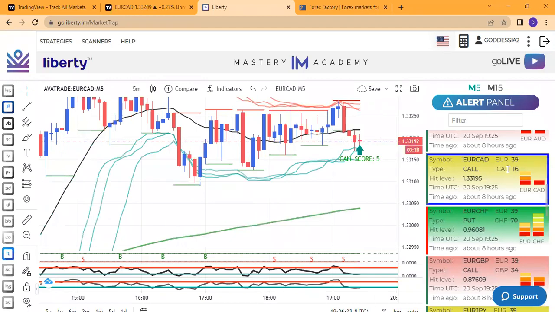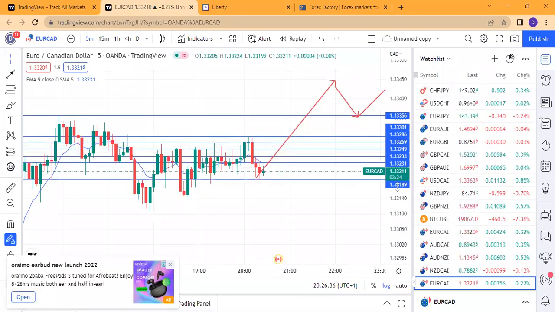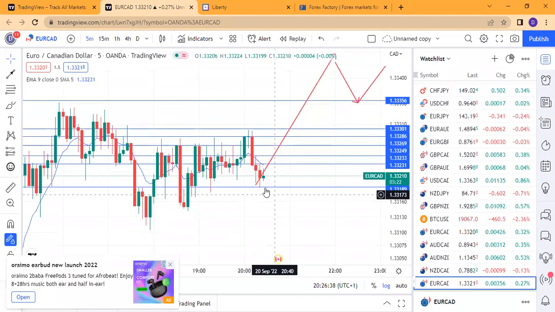Okay, wow, look at this. The RSI is there, stochastic is there, core score is there, the currency strength is still there. And let me see what it's doing over here. Look at it. It's even still reacting to this particular zone.